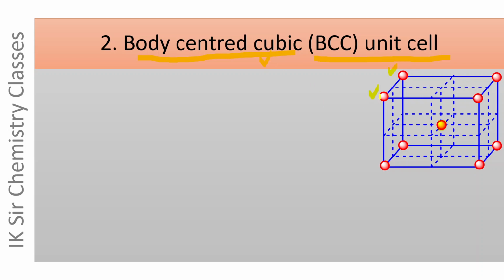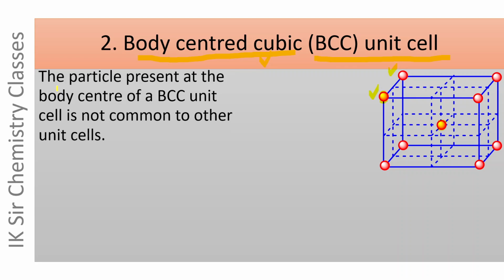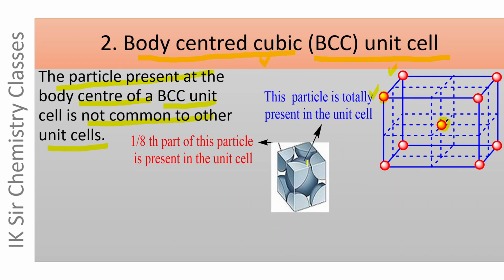Like in the earlier case, this particle which is present at the vertex of a cubic unit cell is common to 8 unit cells. But the particle present at the body center of a BCC unit cell is not common to other unit cells. But this particle which is present at the vertex is common to 8 unit cells. This particle which is present at the body center of a BCC unit cell is totally present in this unit cell and not elsewhere.